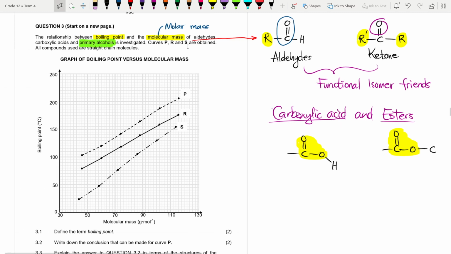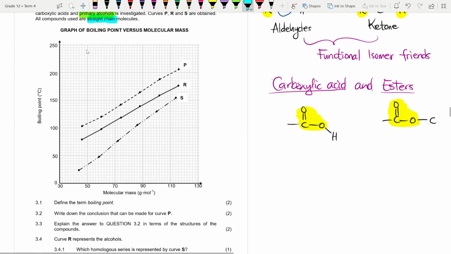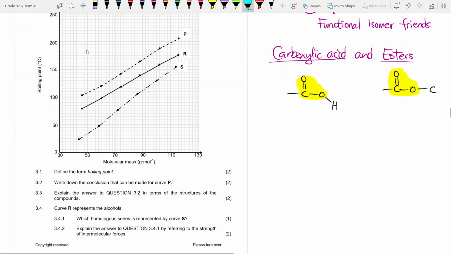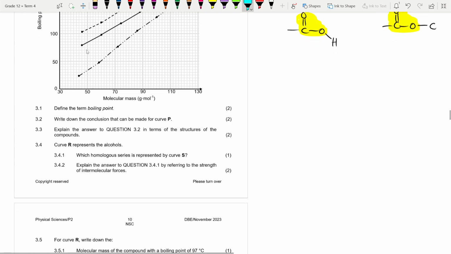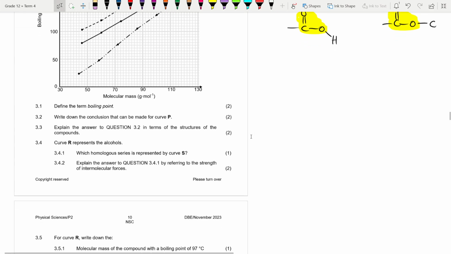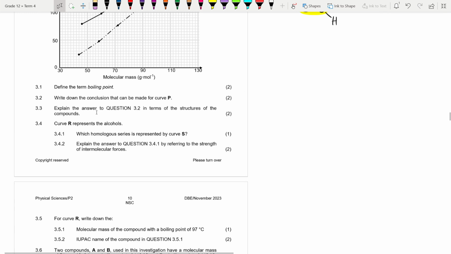Curves P, R, and S are obtained. All compounds used are straight chain molecules. That's also important. They are not branched. Whether it's an aldehyde or otherwise, it does not have any branching. It's a straight molecule. Then they give us the graphs P, R, and S. Then they say define boiling point. That's fine. Write the conclusion. You guys will go and look at that, because I just want to go to the questions that were asked later. Explain the answer. Curve R represents the alcohols.